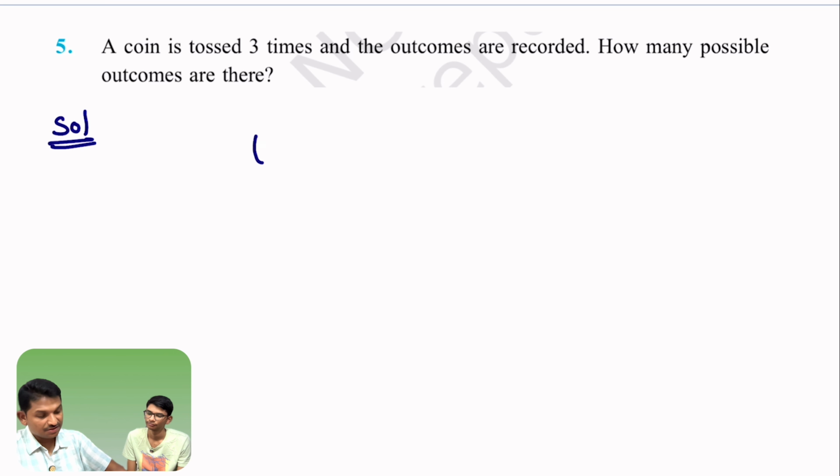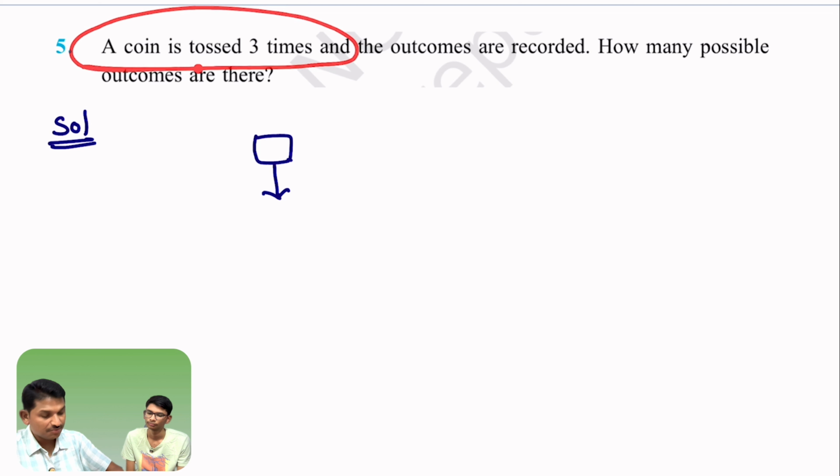See here. First, what is this? Coin is tossed first time. Suppose coin is tossed first time. Here, a coin is tossed 3 times. Coin is tossed first time. That is the first box. Coin is tossed second time. That is the second box. Coin is tossed third time. That is the third box.